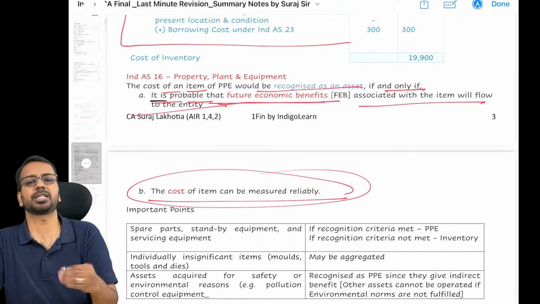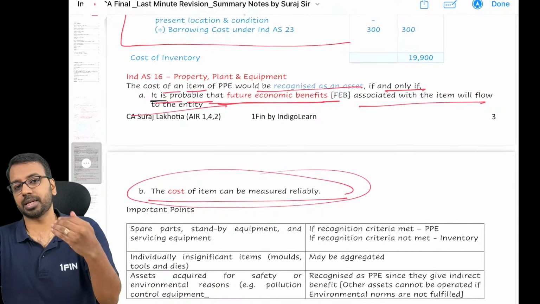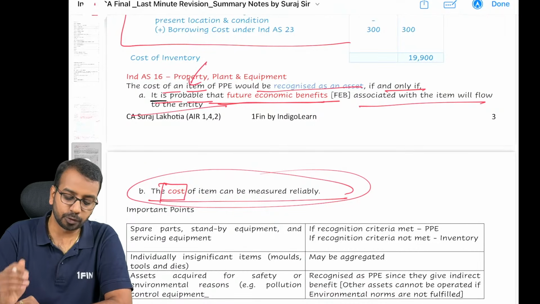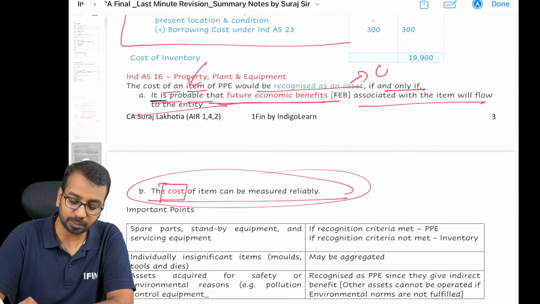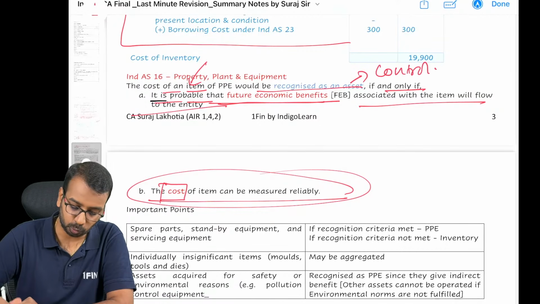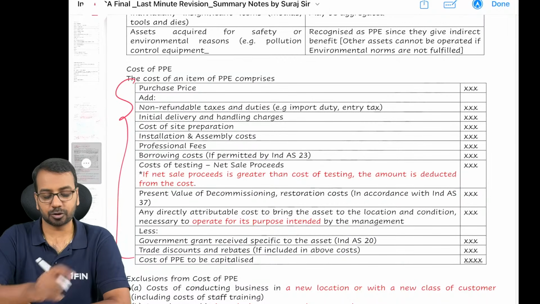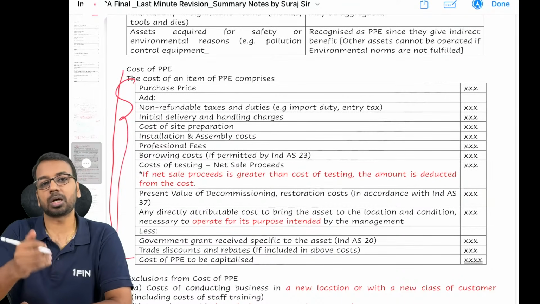There is no confusion as to the second condition. Generally, when you are buying or exchanging some asset, cost can be measured reliably. You have to prove future economic benefits will flow to the entity, and for it to be an asset, there also needs to be control. Then this table, similar to what we did in Ind AS 2, you need to remember what is included and what is excluded.